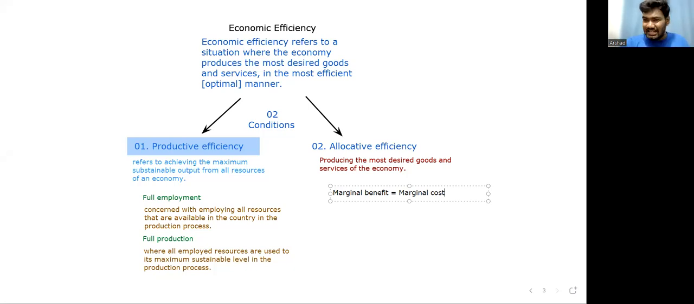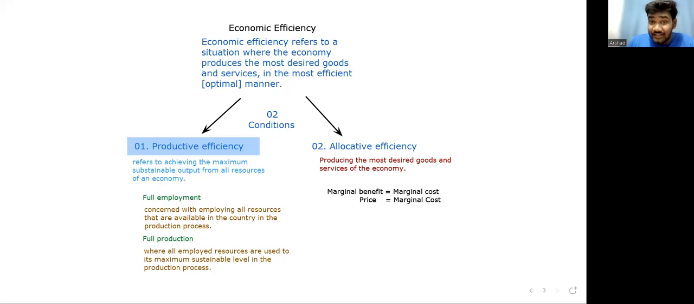Guys, I'm not going to go into very much detail on this, it's not really in your syllabus. So allocative efficiency is saying that if marginal benefit equals marginal cost, then allocative efficiency is achieved. Marginal benefit can also be replaced with price, where price equals marginal cost. So if this condition is achieved, then you will achieve allocative efficiency.